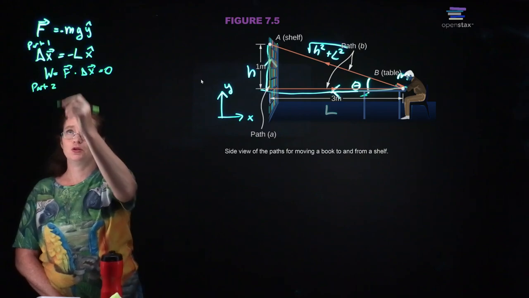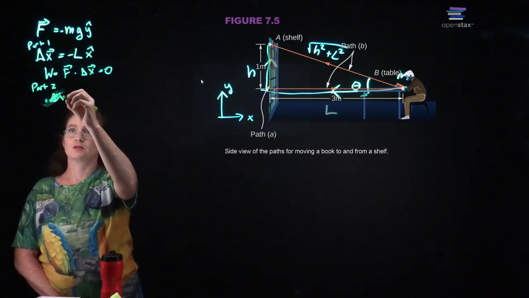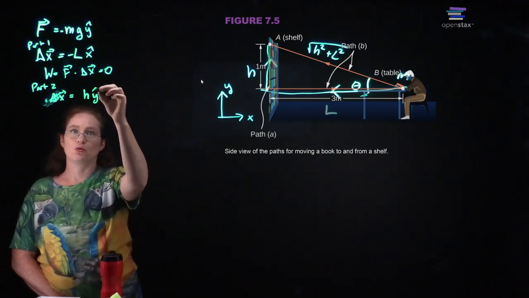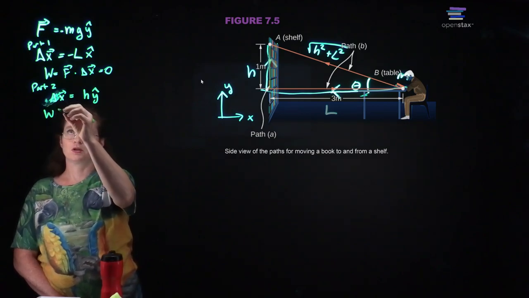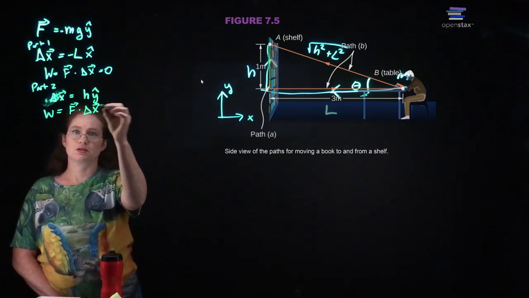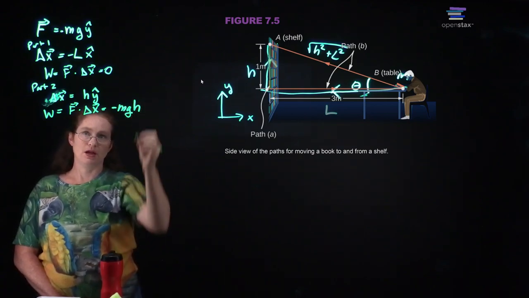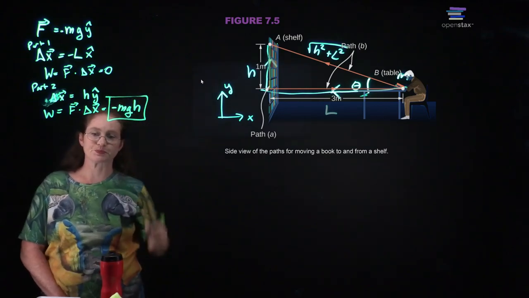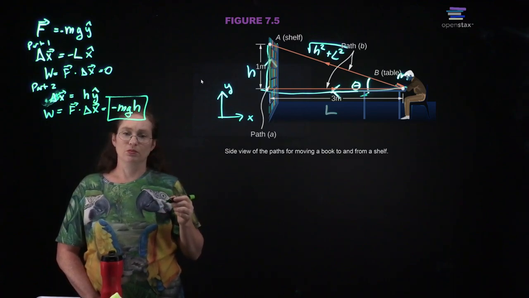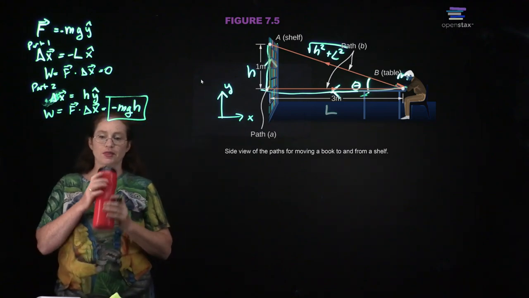In part two, the displacement is h y hat. So work is F dot delta x, which is negative m g h. So this is our total work. Now, that is the work done by the system because the system has energy added to it. So work is done on the system.